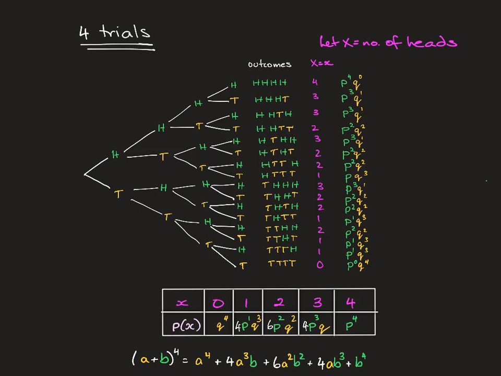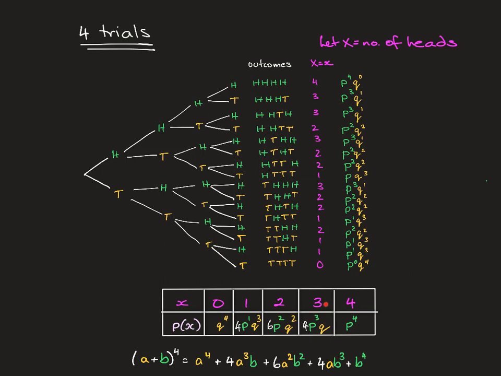And when you summarize it all together, so we have x is equal to 0 is just this last row, so q to the power of 4. We have 4 lots of x being 1, so 1, 2, 3, 4 of them. X equal to 2, we've got 1, 2, 3, 4, 5, 6 of them. So we'll have 6 lots of p squared q squared.